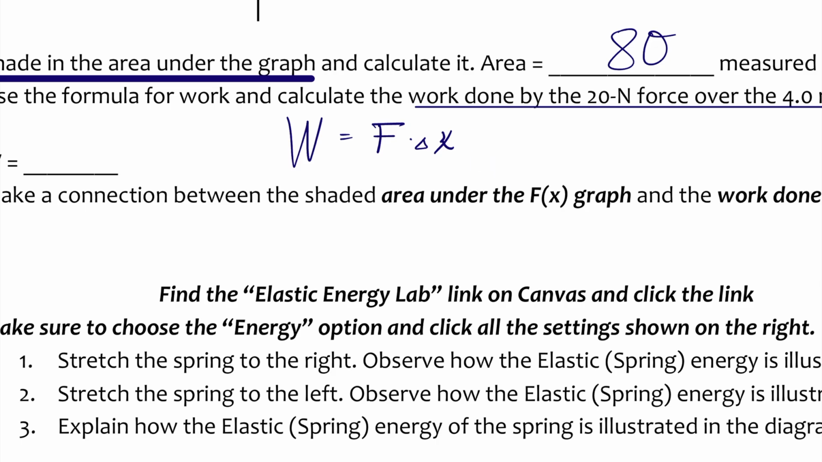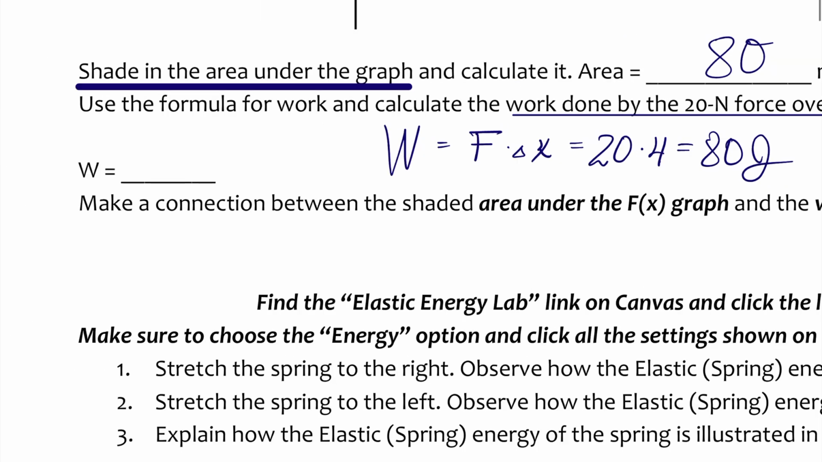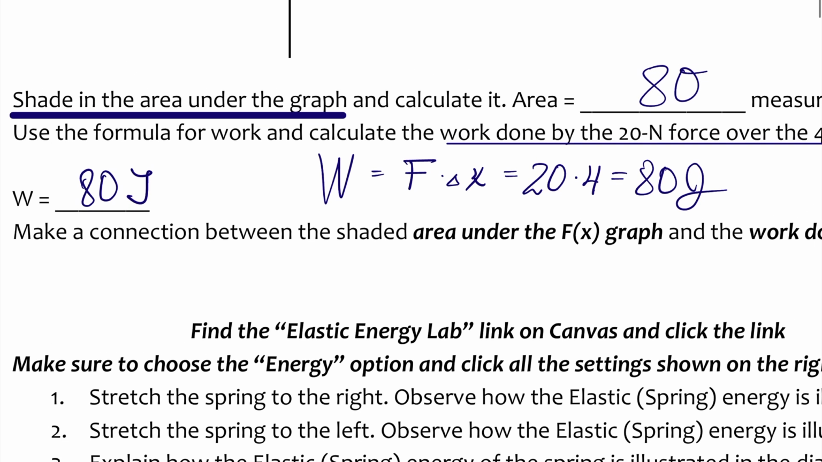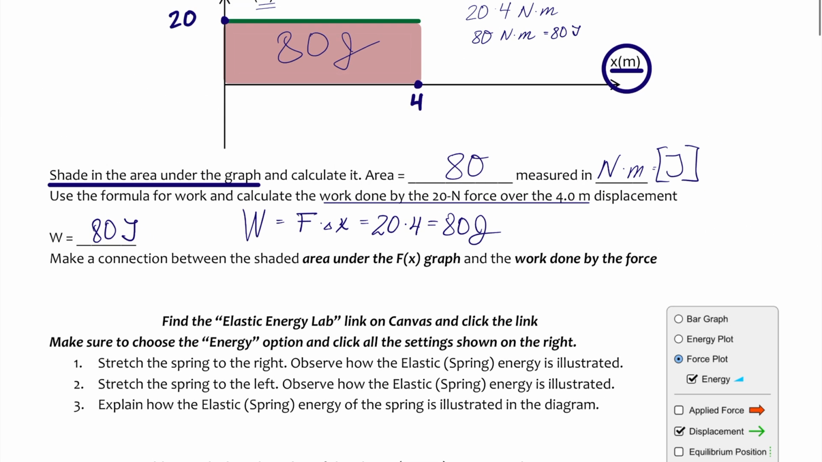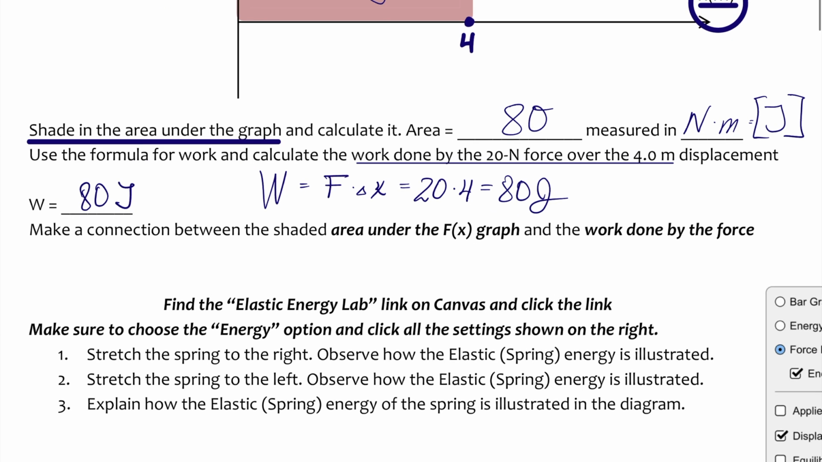If the force is in the direction of the displacement, just multiply that force by that displacement. The force was 20. The displacement was 4. What do you know? 80 joules. 80 joules of work. The area under the graph is 80 joules, and the work done by the force is 80 joules. Make the connection.